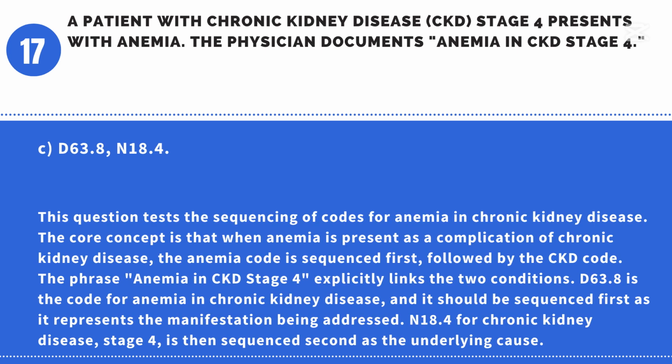Answer: C. D63.8, N18.4. This question tests the sequencing of codes for anemia in chronic kidney disease. The core concept is that when anemia is present as a complication of chronic kidney disease, the anemia code is sequenced first, followed by the CKD code. The phrase anemia in CKD stage 4 explicitly links the two conditions. D63.8 is the code for anemia in chronic kidney disease, and it should be sequenced first as it represents the manifestation being addressed. N18.4 for chronic kidney disease, stage 4, is then sequenced second as the underlying cause.